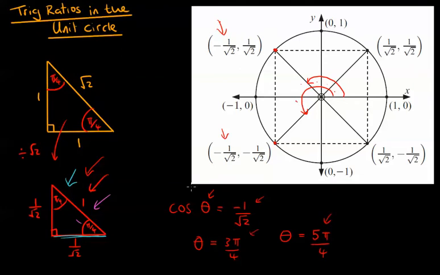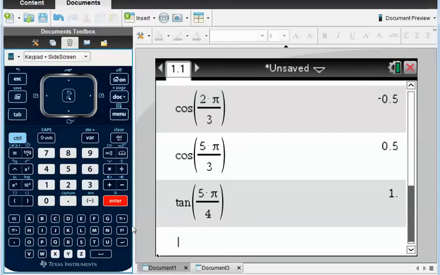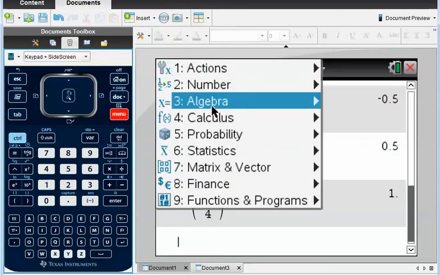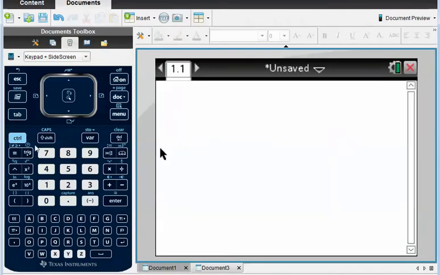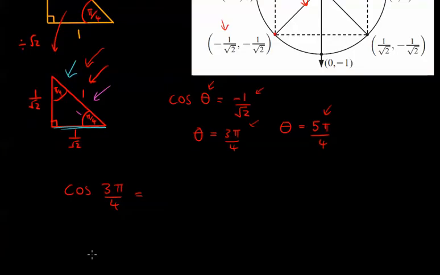But if you check it out, we'll do that now. Cos of 3 pi over 4, what does that come to? Let's just double check that equals minus 1 over root 2. So let me clear all this stuff out. Go to cos, and we want to do, what was it? Was it 3 pi over 4? I think, no, hang on, what was it again? 3 pi over 4, yeah.